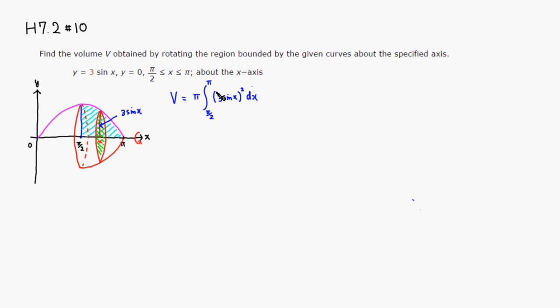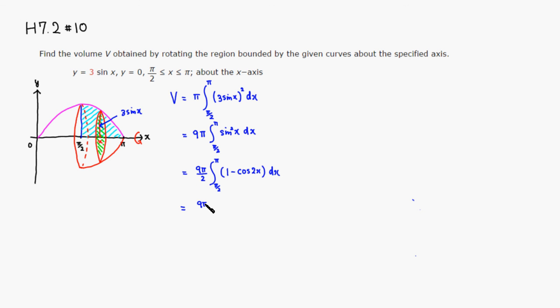3 squared is just a number, so I'm going to put it outside. 3 squared is 9, so it's 9 pi. Then we have an integral from pi over 2 to pi of sine squared of x with respect to x. Then using the trig identity, sine squared of x is 1 half times 1 minus cosine 2x. So I'm going to put the 1 over 2 out front: 9 pi over 2 times the integral from pi over 2 to pi of 1 minus cosine of 2x with respect to x. Then we just have to integrate it from there.